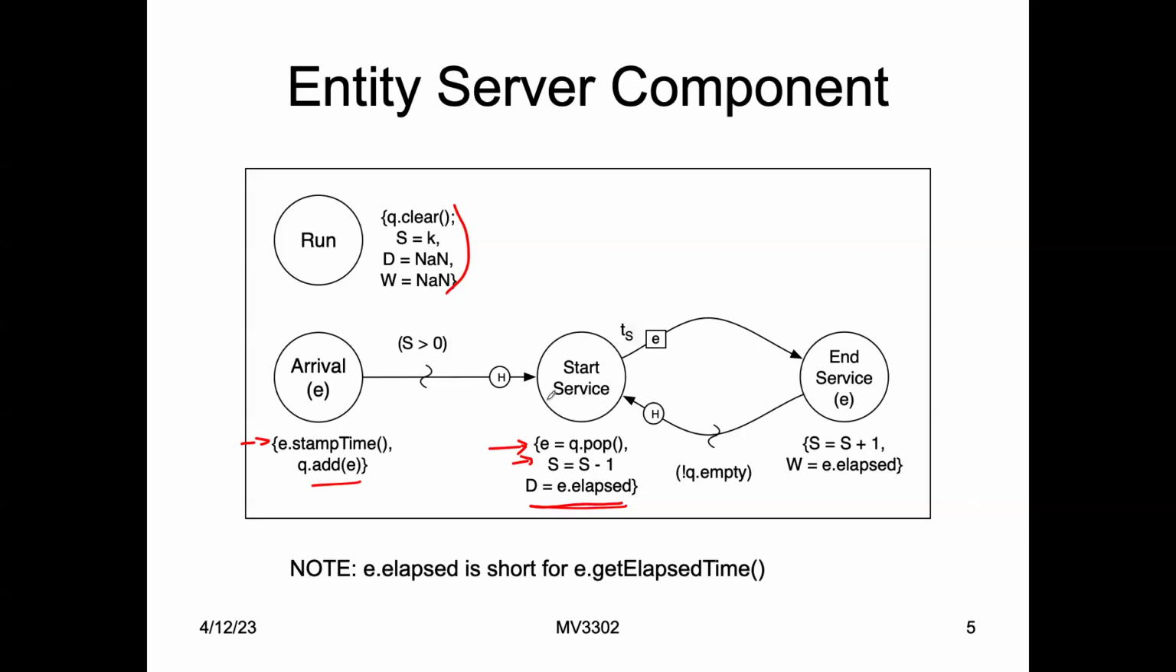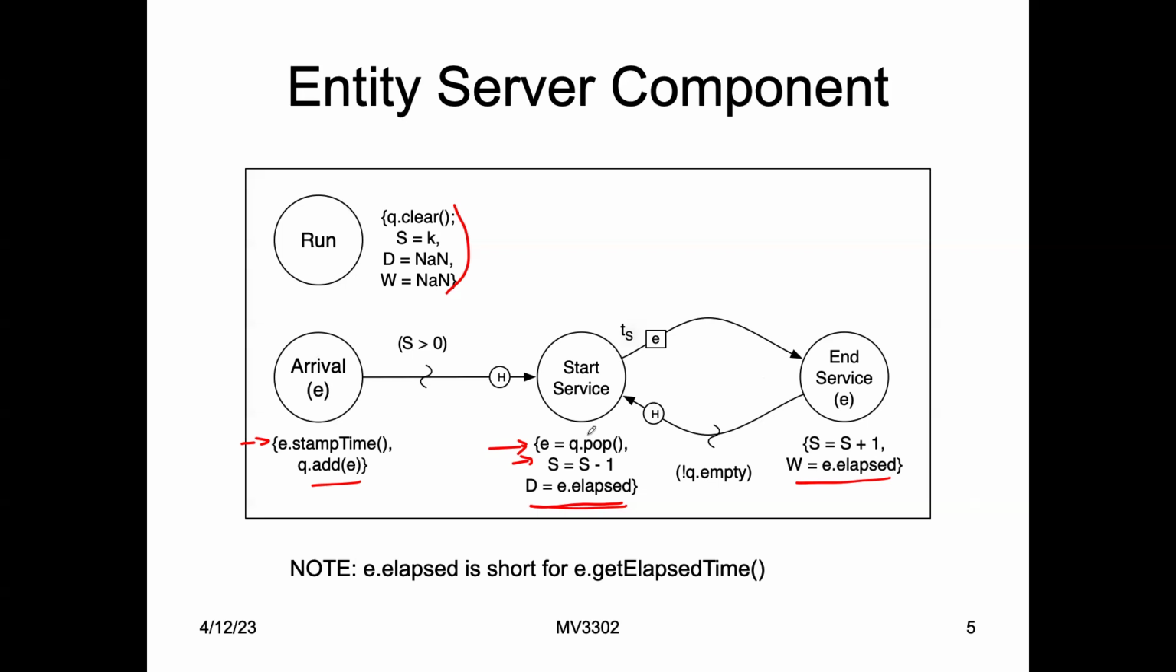Yeah, exactly. In other words, it's not necessary because of the entity. What information do these other events need? The arrival event needs to know which entity arrived. The end service event needs to know which entity finished service, really only so it can compute the time in the system. So how does the start service know which entity it has? It's the one that pops off the queue.